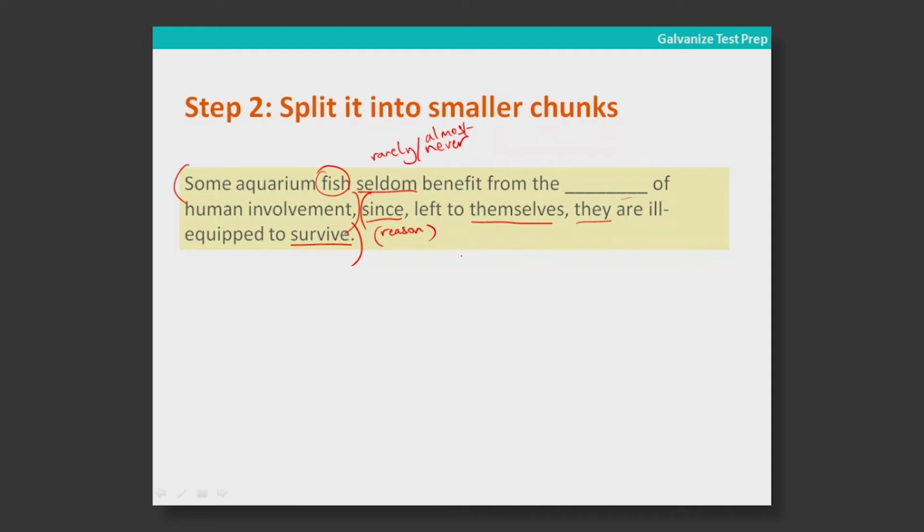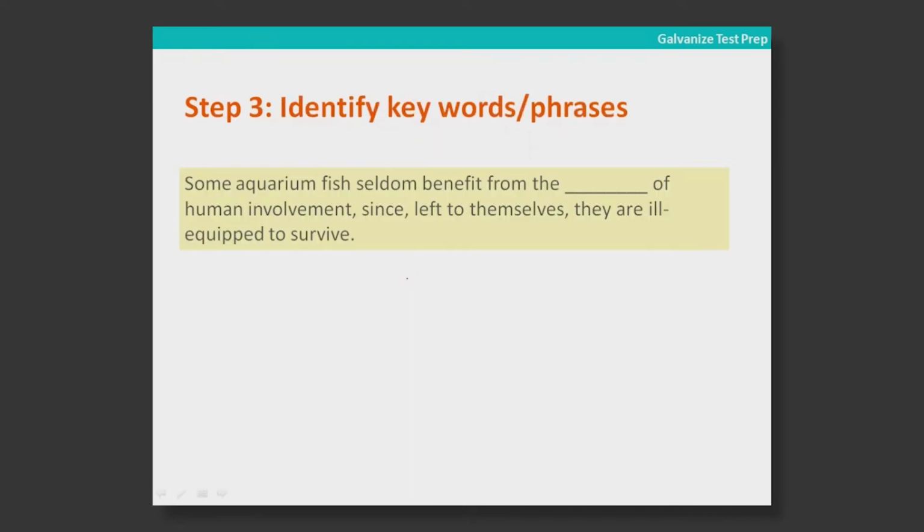All right, so this is the meaning we've got from the sentence, right? So we've got fish, they don't benefit from something about human involvement because when they're alone, they don't have what it takes to survive. So based on this, let's take a closer look at what could be the hints, the clue words here. We know there's fish in human involvement. That's the basic context. We know that they rarely benefit. It's not like they benefit all the time. It's almost never that they benefit. And there's since, which tells us reason. So these are the kinds of clue words you need to look out for.